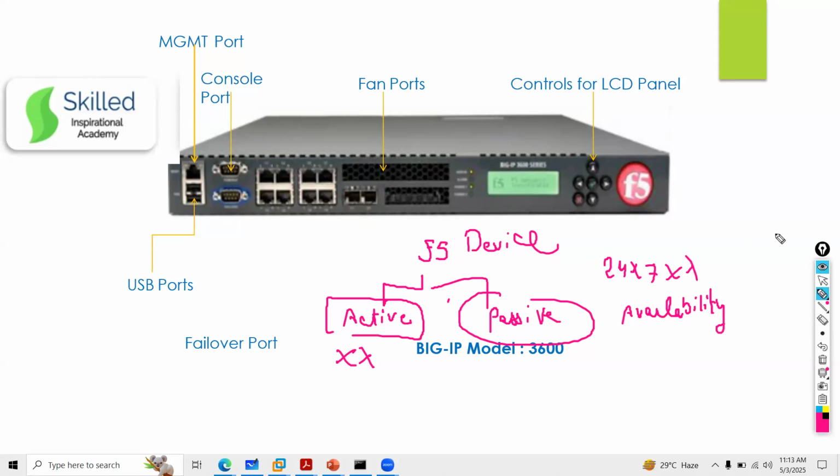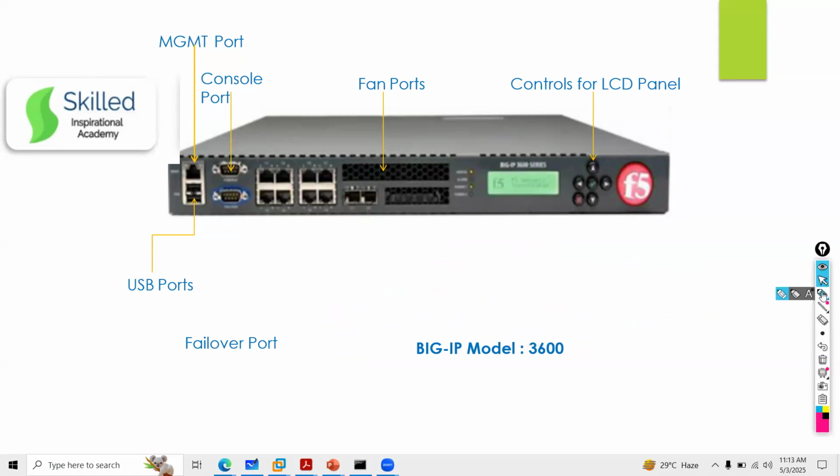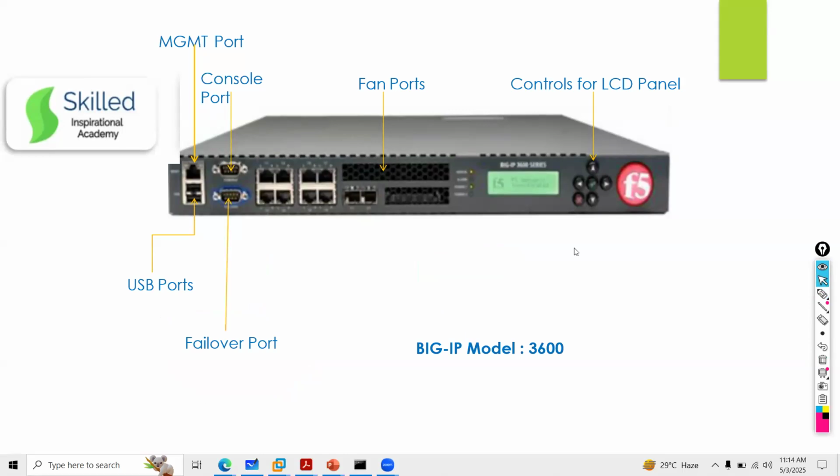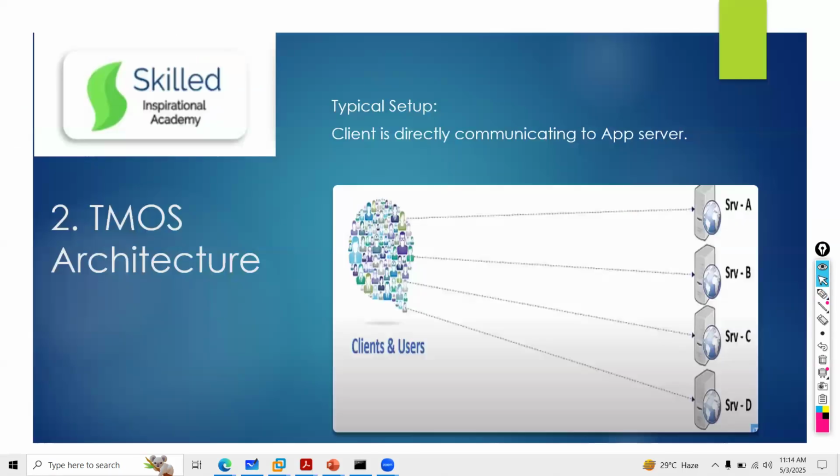One more thing I need to tell you: there is a failover port so that you can connect your devices in redundancy. Like in firewalls, you have redundancy, called the HA port. Similarly, it is called the failover port in F5. Simple, high availability, so that if one device goes down, traffic can go to the second device. Everything will be covered in detail. These are basics you need to understand. Then we have Ethernet ports, SFP ports, and the LCD panel.